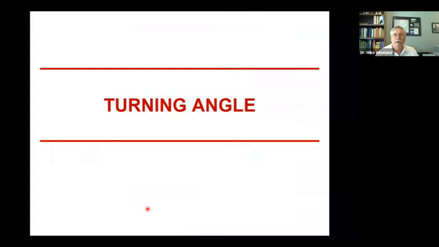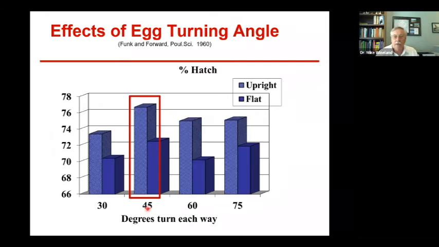I'd like to talk now a little bit about turning angle. This is some real old work out of the University of Missouri, where they looked at different turning angles. Here's 45 in the center. That's, of course, what we try to achieve. They turned 30 degrees, and they turned 60, and they also turned 75 from vertical. And in order to achieve this, obviously, they had to wire the eggs in to get them to turn that much. But as you can see here, by this bar right here, you can see that the best hatch came when eggs were turned 45 degrees.